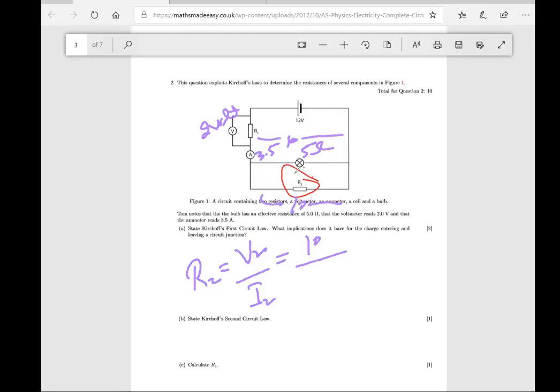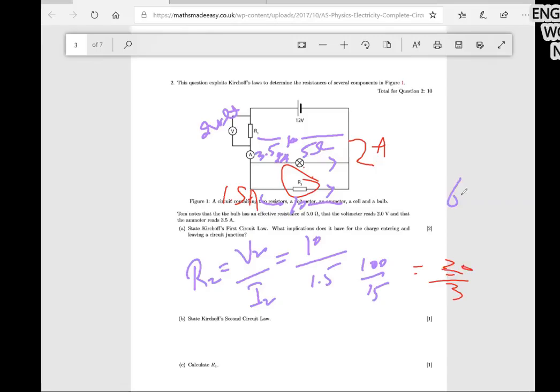Now you need to find the current. So 10 divided by 5 is 2, so 2 amps will go here. So 1.5 will go here. So that's equal to 100 divided by 15, which is 3 5s, 20 over 3. That's 6.66666. Next question.